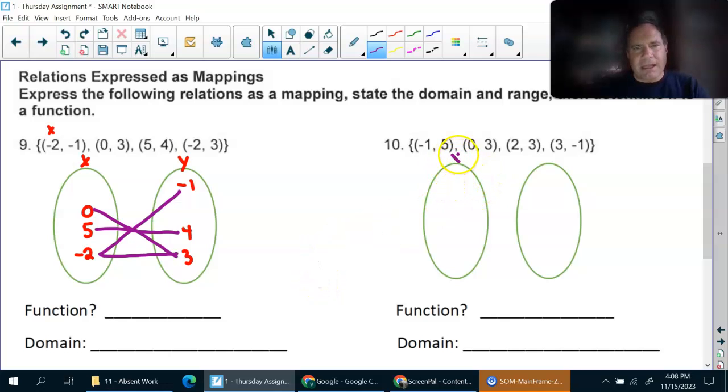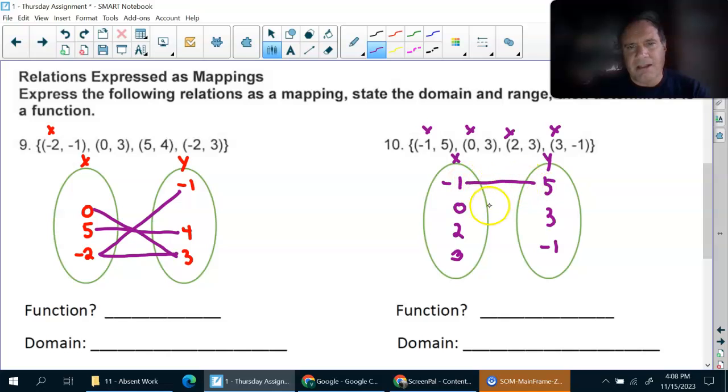I'm going to go again and put the x and the y in for here. And remember, these are my x's. So I'm going to have -1, 0, 2, and 3. Then I'm going to list 5, 3 only once because it occurs twice, and I'm going to list -1 once. So -1 goes to 5, 0 goes to 3, 2 goes to 3, and 3 goes to -1.